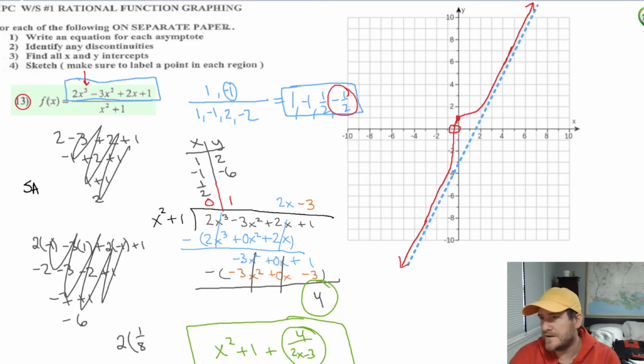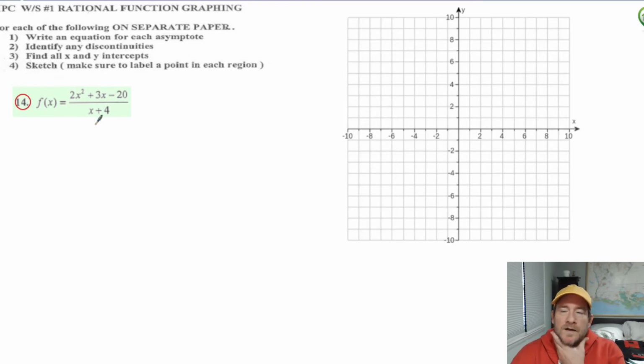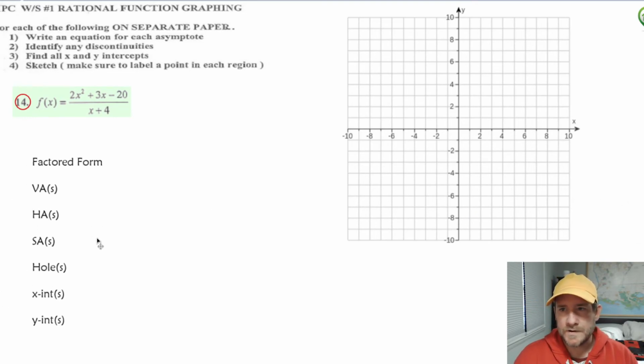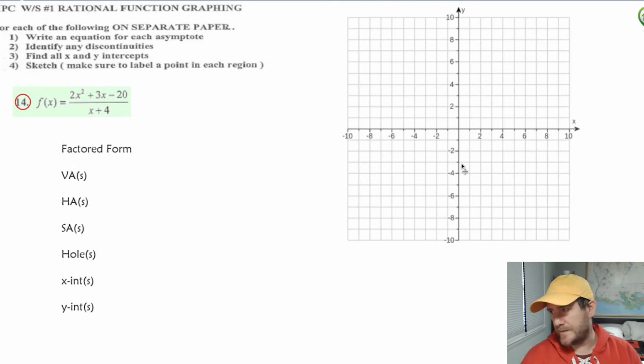Moving on to 14. There's only 2 left. And 14 is looking a little more run-of-the-mill because suddenly we're back to just somebody with a regular old denominator. We clearly have a vertical asymptote at 4, or is it a hole? Geez, how could I tell? Well, you got 2 choices. You could factor, or you could just plug in -4.